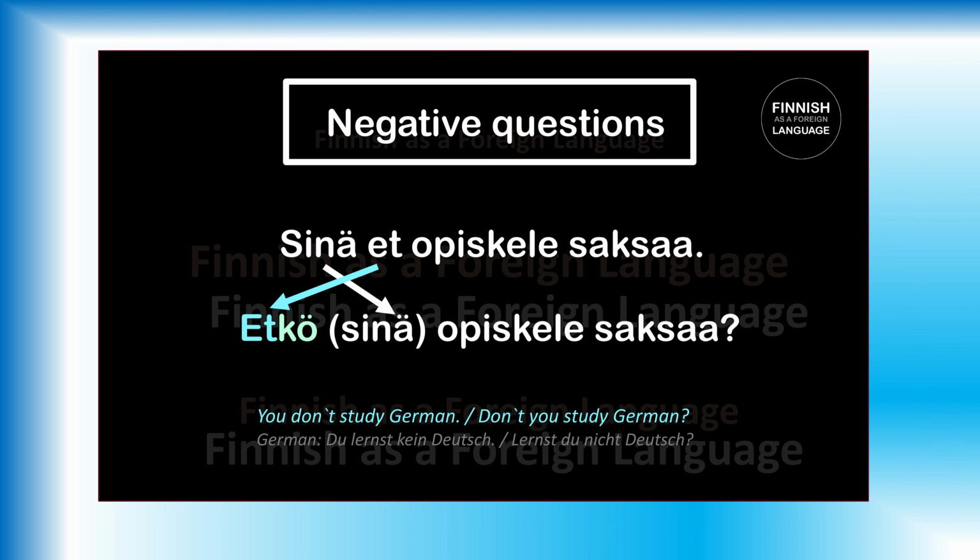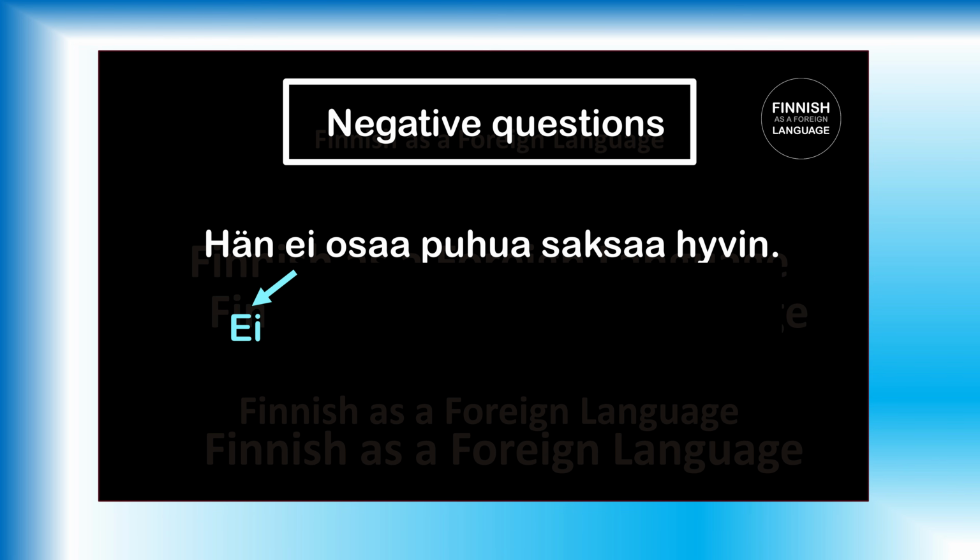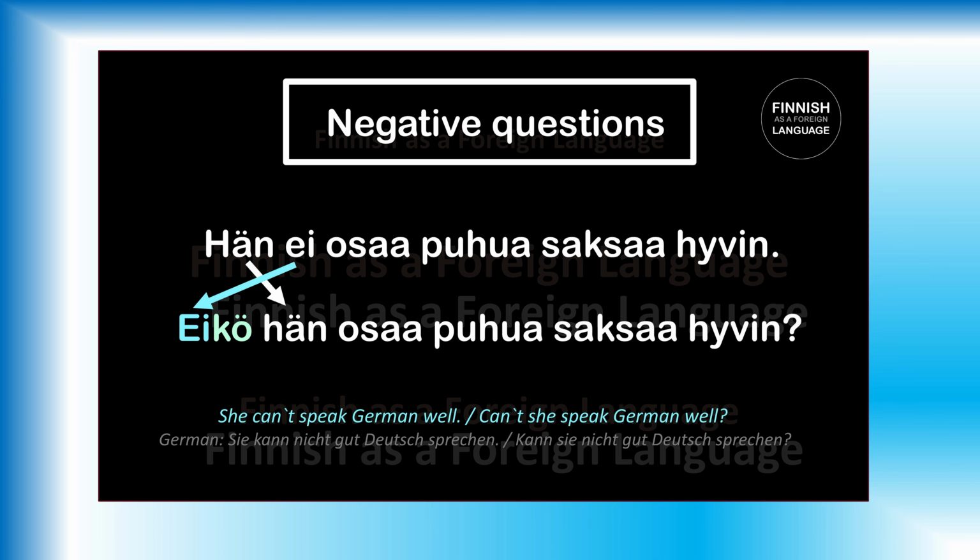Alright, let's have another example. Hän ei osaa puhua saksaa hyvin means she can't speak German well. Now we want to form a negative question out of it. First, take the negative verb and bring it to the first position. Here our negative verb is ei. Then we add the question marker kö to it, and we get eikö. And then we just carry on with the rest of the sentence. Eikö hän osaa puhua saksaa hyvin? Doesn't she know how to speak German well? Or you can also translate it as, can she speak German well?